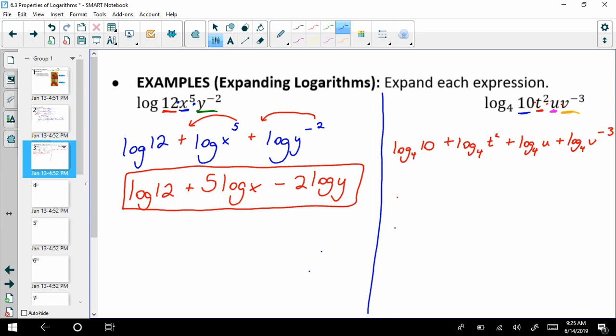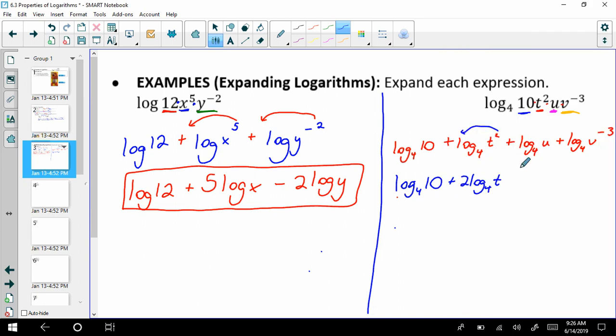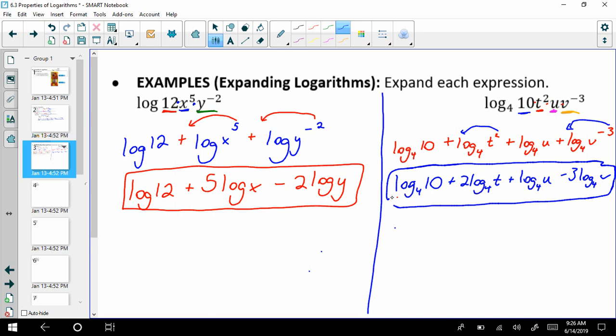And the last step, I would want you to move forward any exponents that can be moved forward. So the first guy is done because 10 is not an exponent. The next guy, I can move my 2 forward. The next one with the u does not have any exponents. And the last one, I'm going to move my negative 3 forward. So this would be my expanded answer.